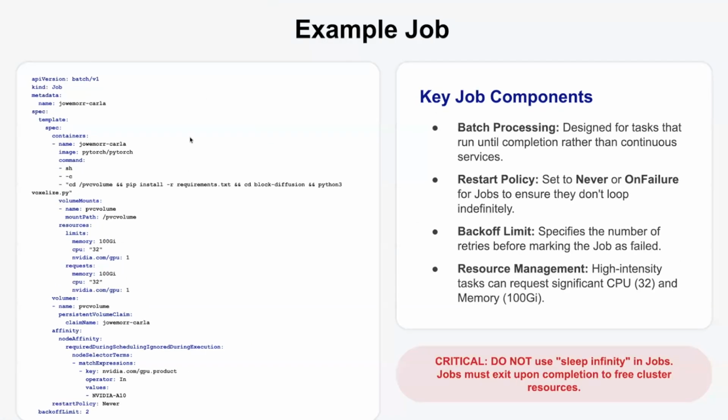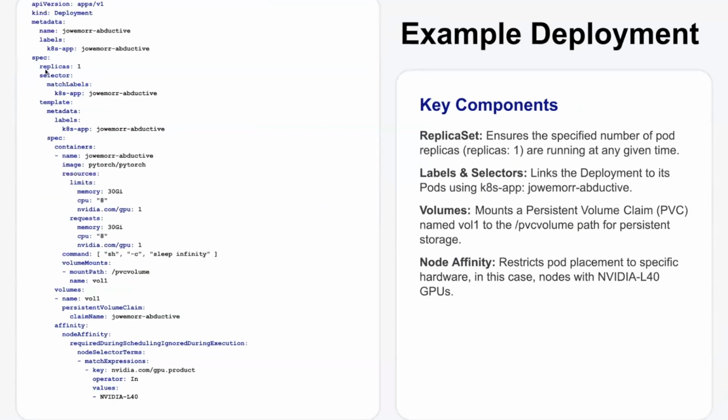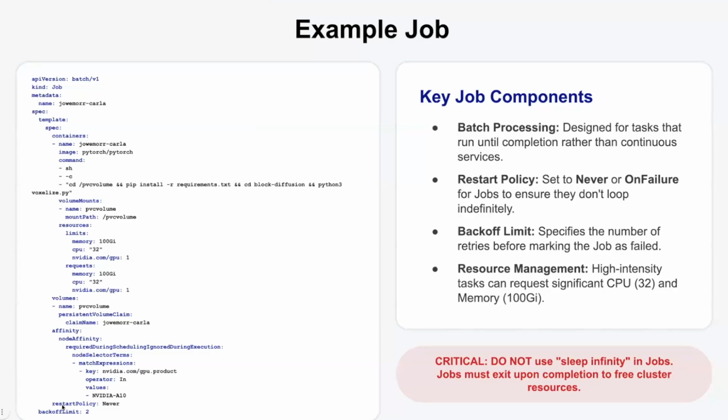And here's an example job, very similar to deployments, except, well, it says job, and also there's no replicas. Instead, there's a restart policy and backoff limit. So restart policy, set it to never. It's more like, if your job fails, do you restart the job? For our use cases, it's probably best to keep that at never.